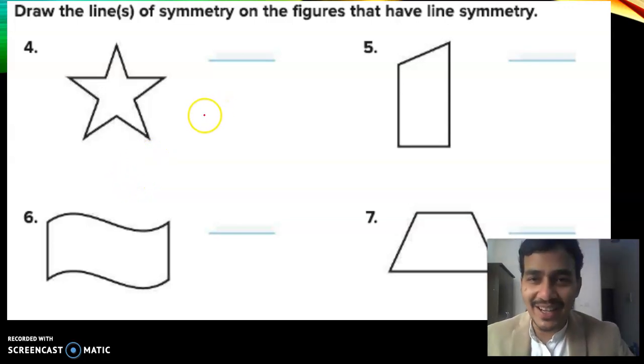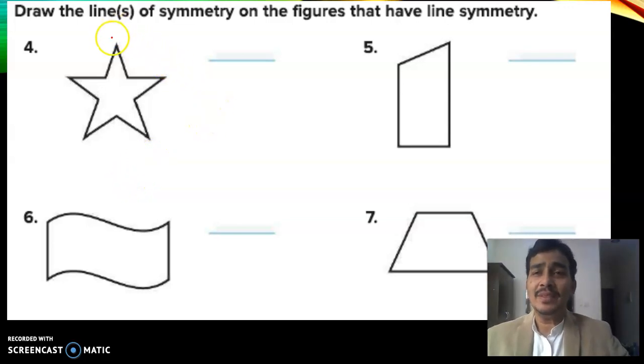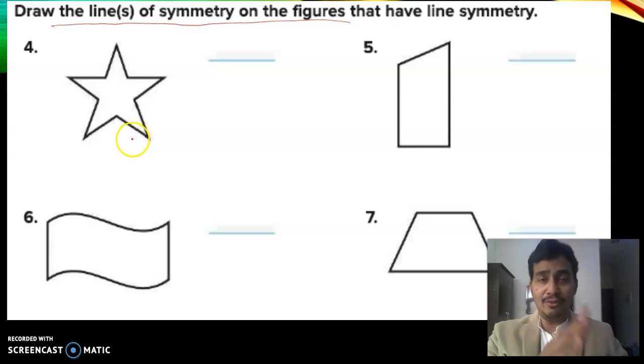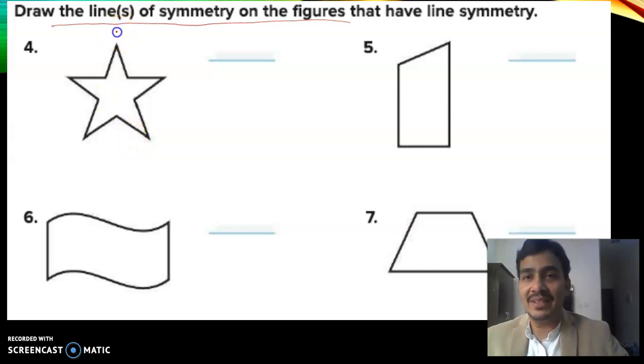Okay friends, so let's start from where we stopped. We are supposed to draw the line of symmetry on the following figures. First figure is a star. Can you tell me the line of symmetry? Will it be a standing line or a sleeping line? Any idea? Yes, it will be a standing line like this.